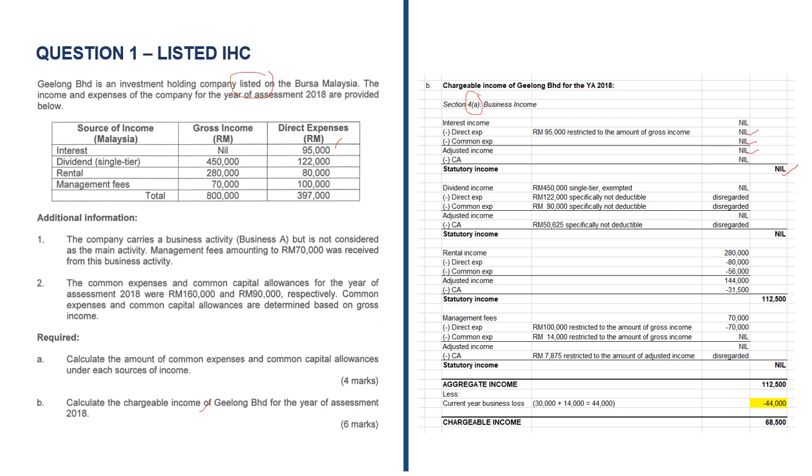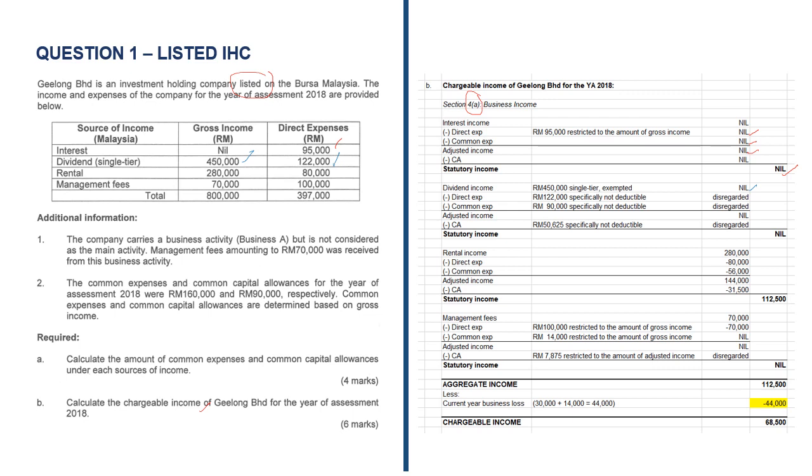Next, kita nak move kepada dividend pula. Okay. Still under section 4A, business income. Dividend here for this year kita ada 450,000. However, dividend income single tier, it is going to be exempted from tax. So here nil. Minus direct expenses, Jilang Berhad incurred 122,000 for direct expenses in related to dividend. Kita ada 122,000.